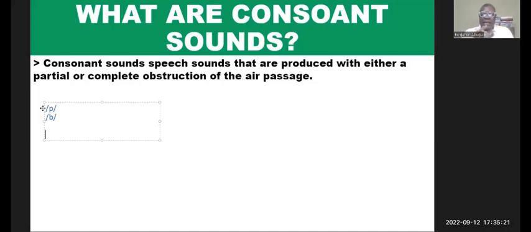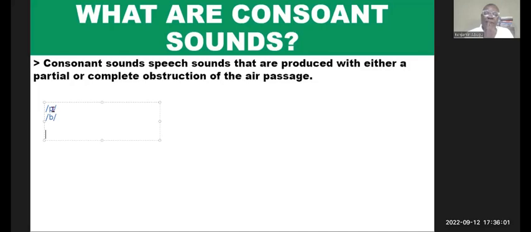Then as the air builds up within the mouth while the two lips are closed, suddenly you open the lips and the air escapes with an explosion. That's how we produce the sound of P, and that's how we produce the sound of B. One of them is voiced, the other one is voiceless. We shall come to that. But I just want to explain to you what we mean by complete obstruction of the air passage and partial obstruction.